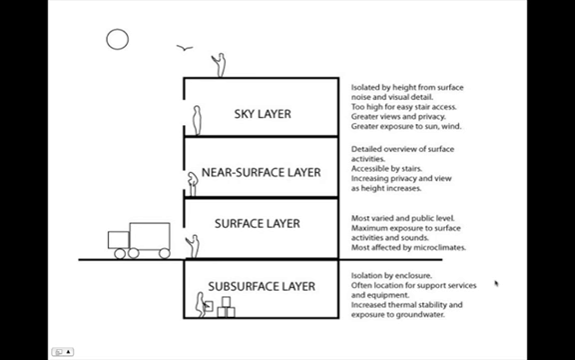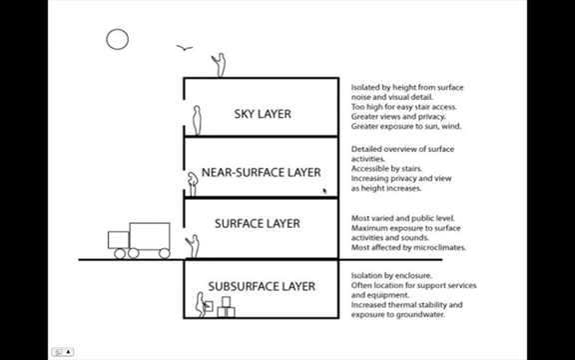So multi-story buildings are often designed in layers, as you can see here in this image. The sky layer, obviously the top layer, is isolated from a lot of the activity below and is affected more by wind and rain and sun and that sort of thing, but it has better views, more privacy, and usually less noise from the ground area below.